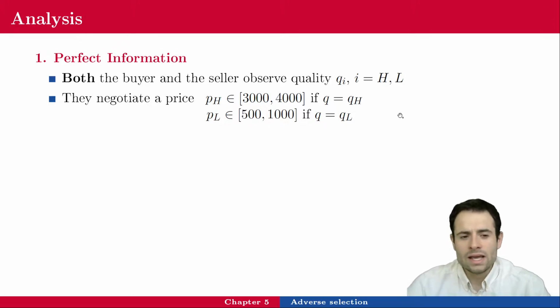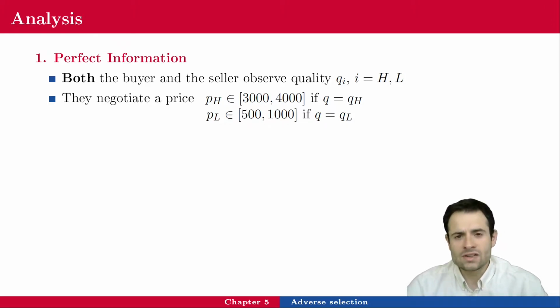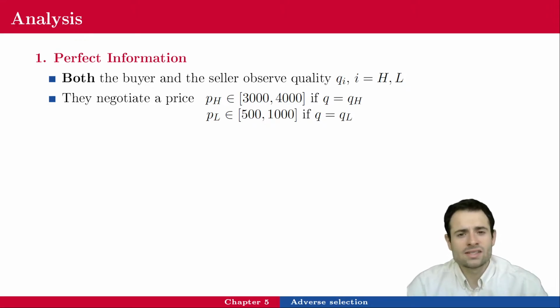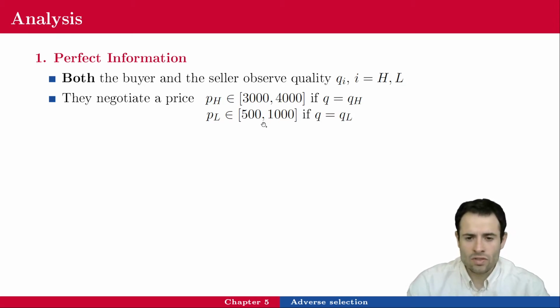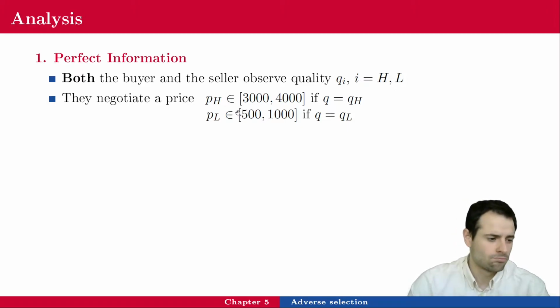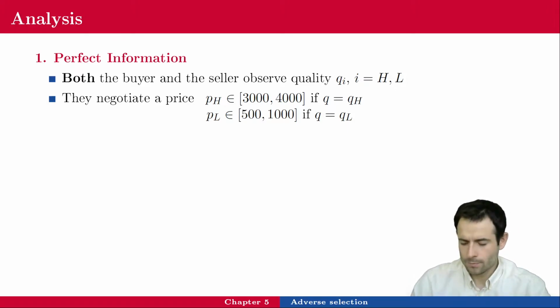Then how is this price negotiated? That depends on the structure of the market. There could be more buyers than there are sellers, so sellers can sell the car for the highest possible price, which is going to be $4,000 and $1,000. Or you could say that there are more sellers than there are buyers, so there are more cars to sell than buyers who want to buy them. So the buyers will have a higher bargaining power and they might be able to lower the price all the way down to $3,000 or $500.